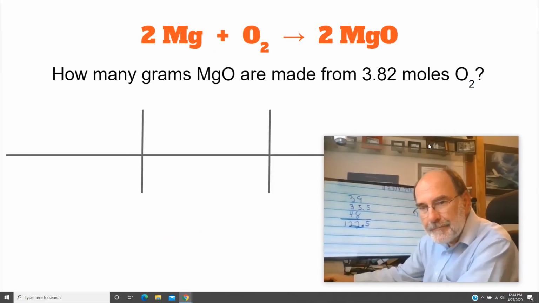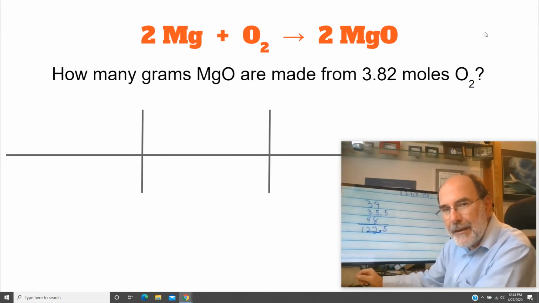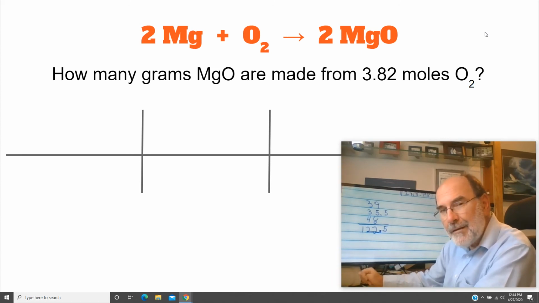Next one. I have 2 moles of magnesium. I add to that 1 mole of oxygen gas, and I produce 2 moles of magnesium oxide. And by the way, I'm using moles, but you can use the same ratio with atoms and molecules. So I have 2 atoms of magnesium. I combine that with 1 diatomic oxygen molecule, and I end up synthesizing 2 magnesium oxide molecules. How many grams of magnesium oxide are made from 3.82 moles of oxygen gas?